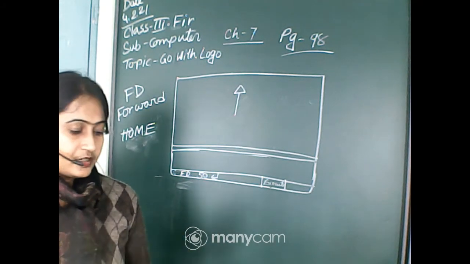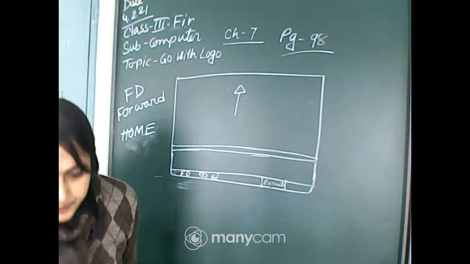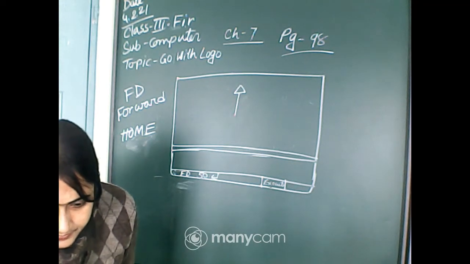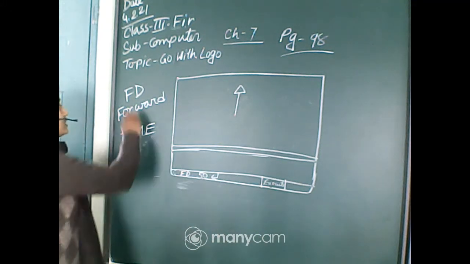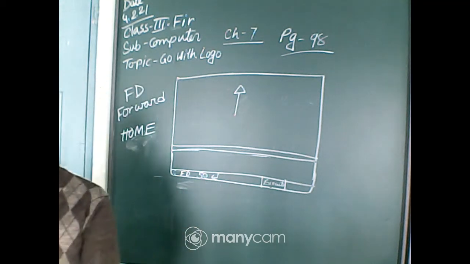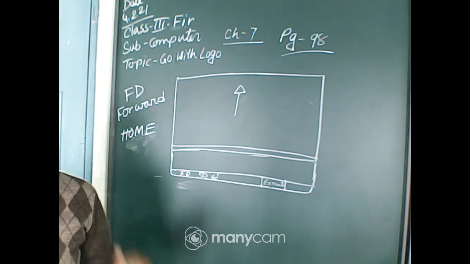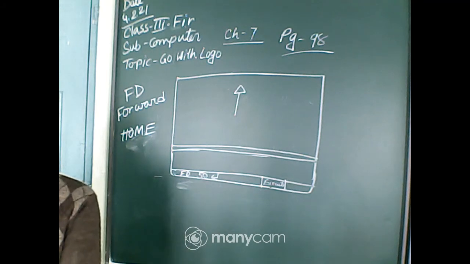Okay. And now forward, I already discussed. What does FD mean? FD is forward. Okay. This primitive is used to move the turtle in the forward direction by the given number of steps. The short form of forward is FD. Okay.